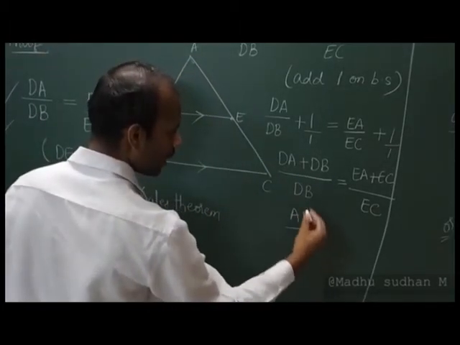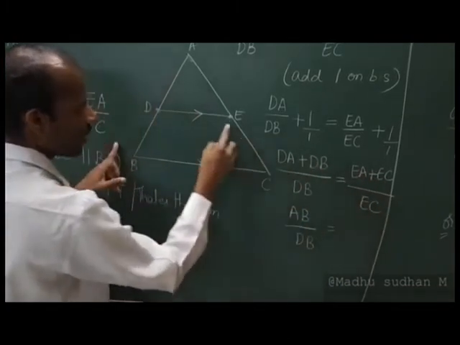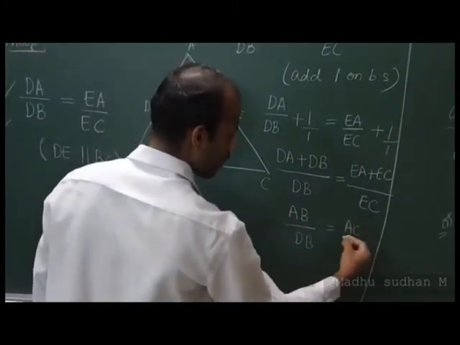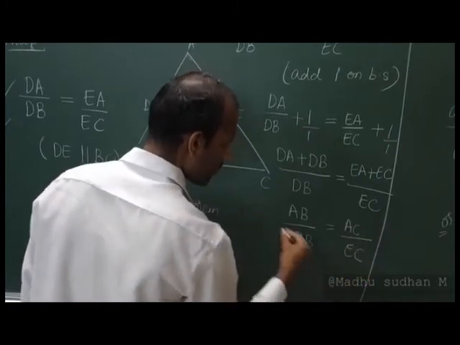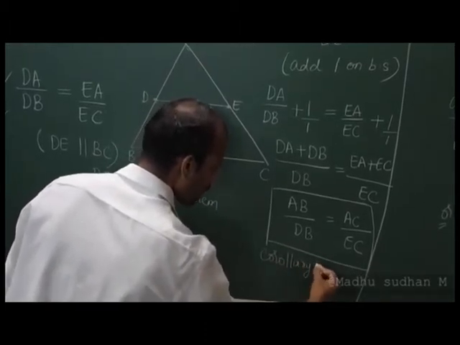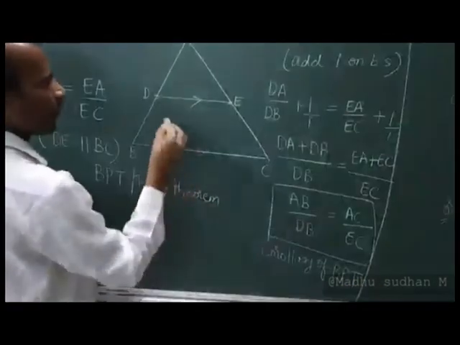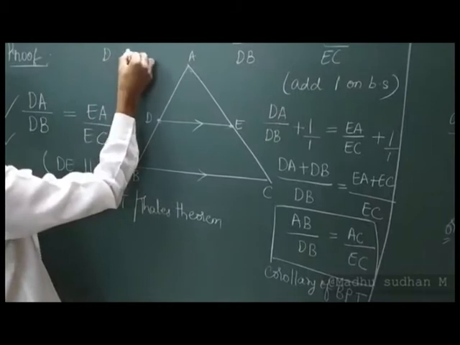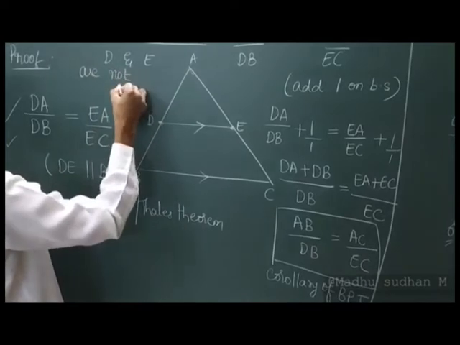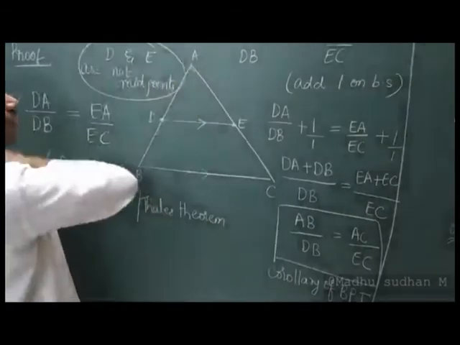AB by DB is equal to EA plus EC. Again refer to the figure: EA plus EC gives the complete length AC, divided by EC. So this is called the corollary of BPT. Followed it? And a very important note: D and E in this figure are not midpoints. They are not midpoints.